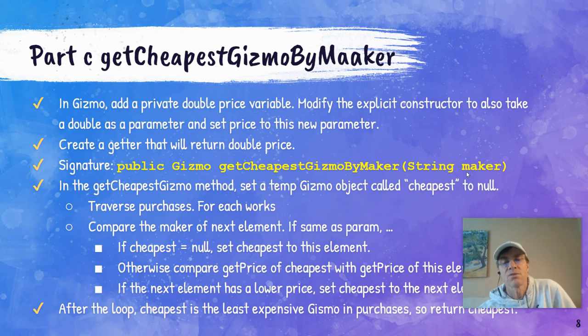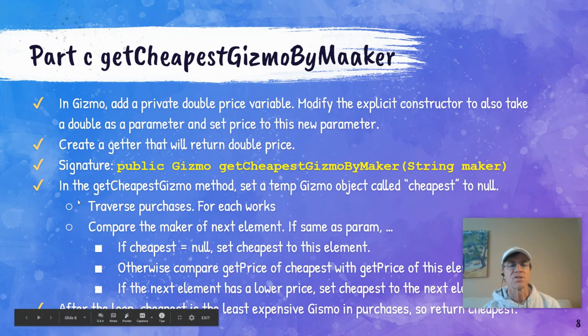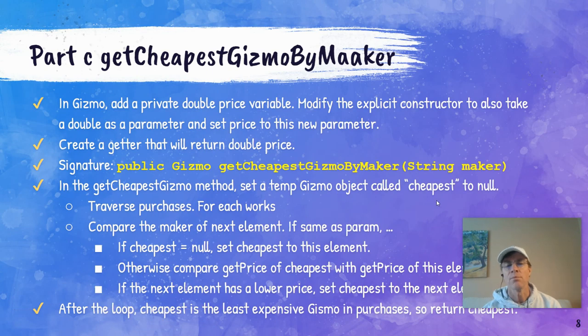In other words, what if none of them was made by a particular manufacturer? What should you return then? My solution to this was, inside this method, to create a temp variable, call it cheapest, set to null. I can't set it to the first element or a specific element because I don't know if that is made by that manufacturer.